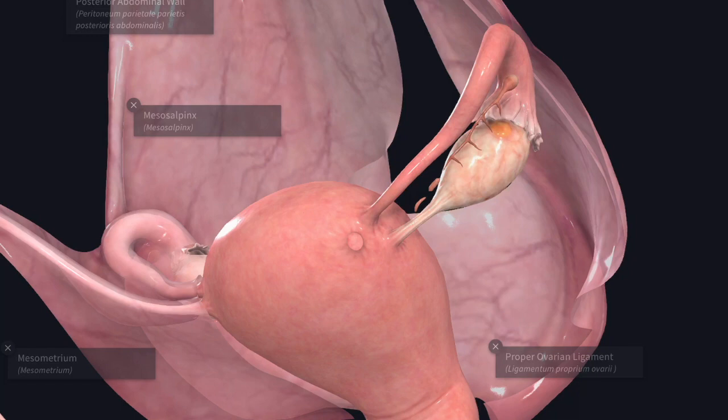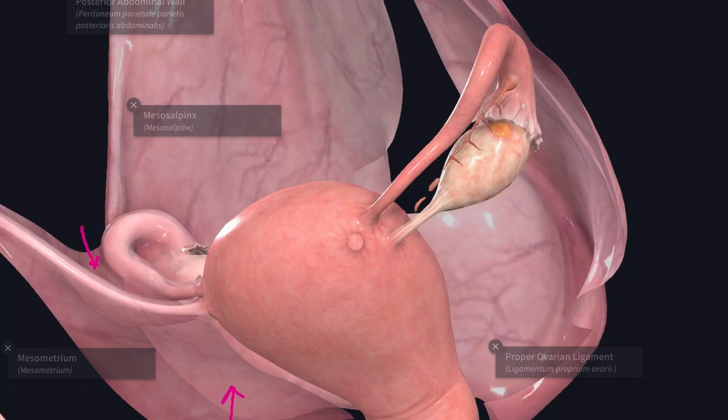Each ovary is almond shaped and is attached to the posterior layer of the broad ligament. So this is the broad ligament. It is attached to the posterior layer of the broad ligament by a fold known as the meso-ovarium. So this is the meso-ovarium, through which the vessels and the nerves reach the gland. In an adult, it is about 3 centimeters long, 2 centimeters broad and 1 centimeter in thickness.